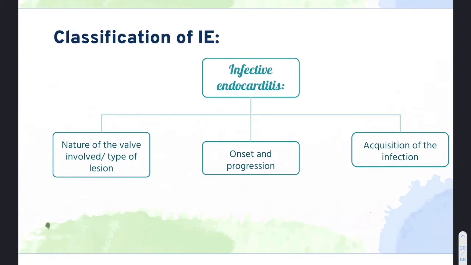And then depending on the onset and progression, there is acute, subacute, and chronic. Acute: symptoms up to 6 weeks. If the symptoms last from 6 weeks to 3 months, it's subacute. Chronic is having symptoms for more than 3 months. And there is the classification depending on acquisition of the infection: nosocomial, community, or IV drug abuse. Question here: what carries more risk of infective endocarditis, native or prosthetic? It would be prosthetic, because it's metal, so it has no blood supply and no antibiotics can reach it.